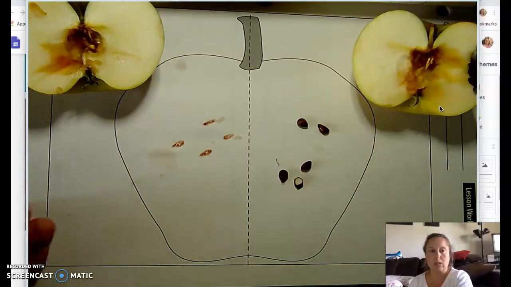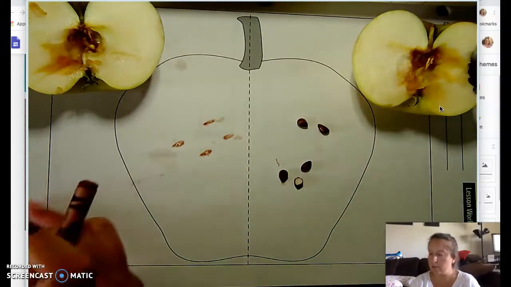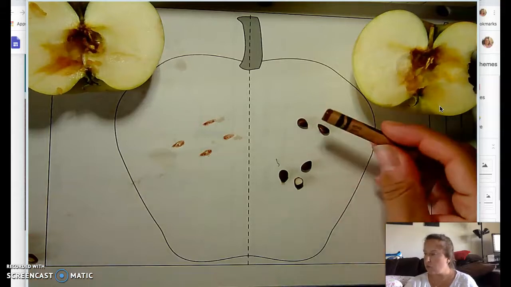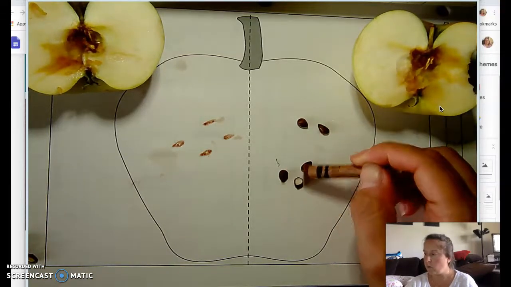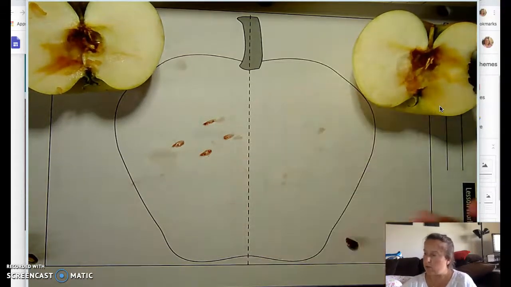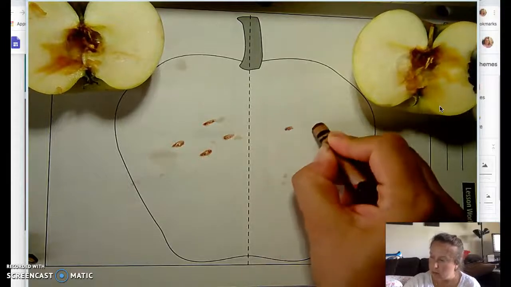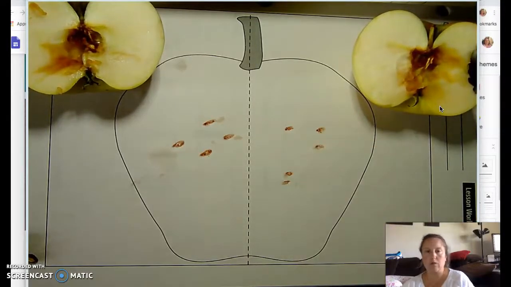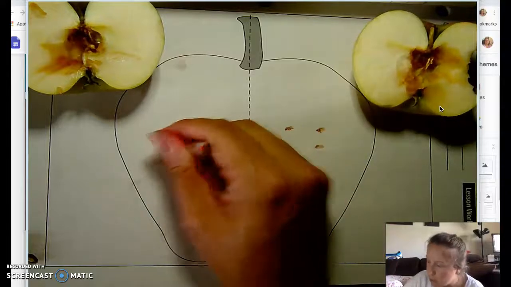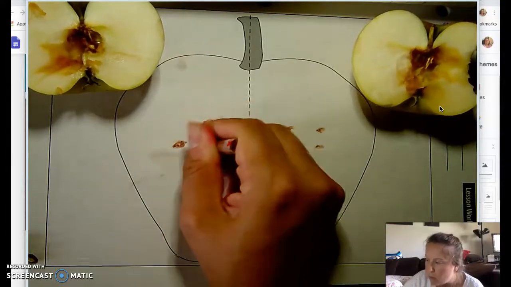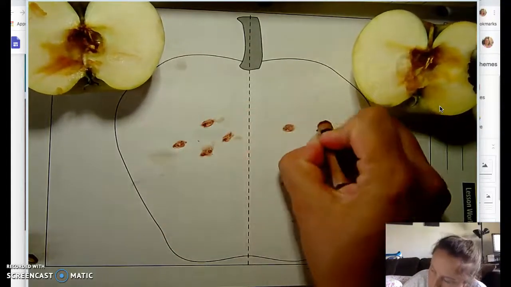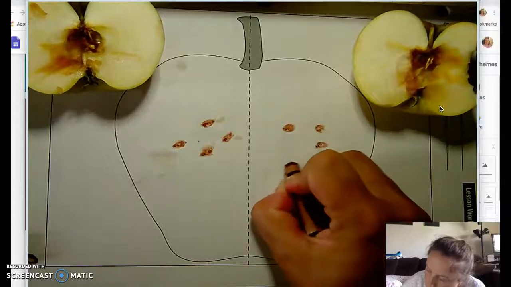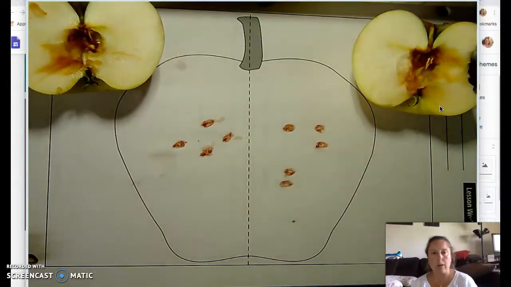Now I'm going to move my seeds off to the side so that I don't get confused. And now how many over here? 1, 2, 3, 4, 5. So I'm going to draw 5 seeds on this side. Okay, and I'll move these off to the side so I don't get confused. Maybe I should make them a little darker. You might want to pause me so that you can draw your seeds. You notice that I'm using a brown crayon to show my seeds. You could also just use a pencil.